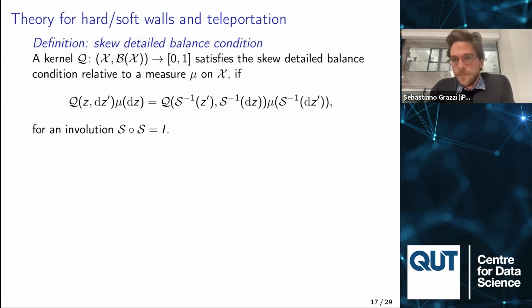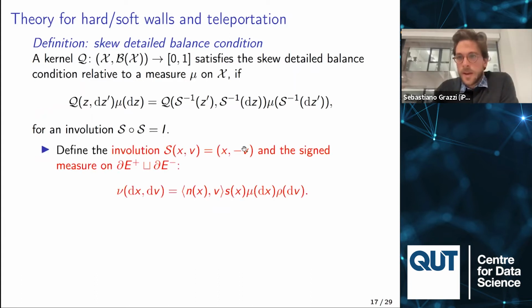Right. To deal with this setting, we just need a definition, which is a skew detailed balance. Skew detailed balance is similar to detailed balance. So if you don't have this involution S, then it would be like detailed balance. The involution S in this case flips the velocity. So essentially, this equation says that the process satisfies detailed balance after you revert the direction of the process.